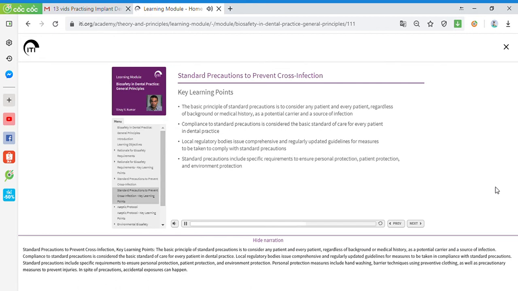Standard precautions include specific requirements to ensure personal protection, patient protection, and environment protection. Personal protection measures include hand washing, barrier techniques using preventive clothing, as well as precautionary measures to prevent injuries. In spite of precautions, accidental exposures can happen.